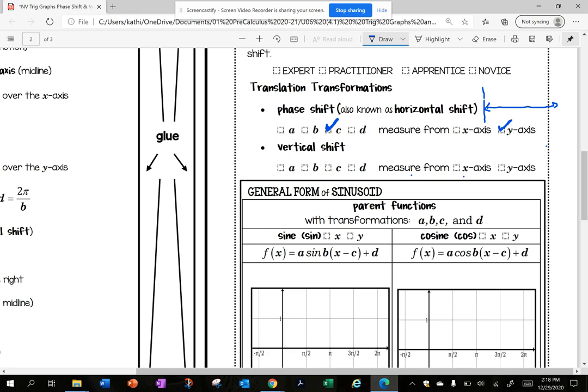And my vertical shift is my D transformation, or my D parameter change. And this is vertical. I'm going up and down, so I'm going to measure this from my x-axis.